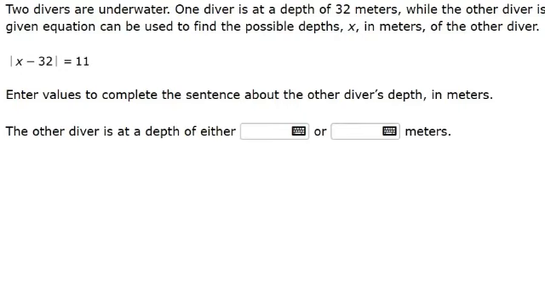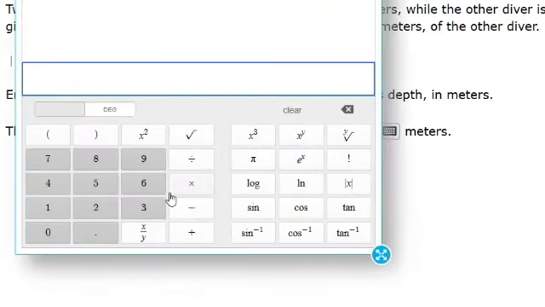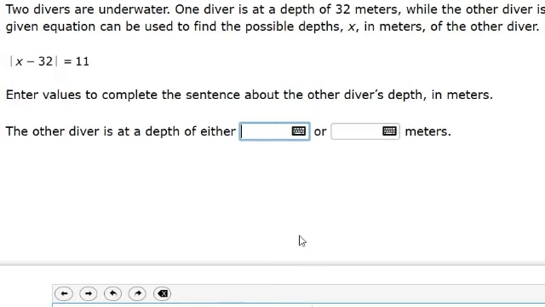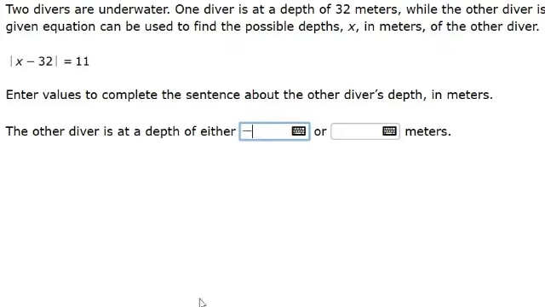Two divers are underwater. Okay, I know this one. So the two values, 11 and minus 32, minus 21, minus 33. No, this isn't right. See, why is it right? What is the symbol in between? Absolute value. So 32 plus 11 or 32 minus 11? No. Positive 21, positive 43.